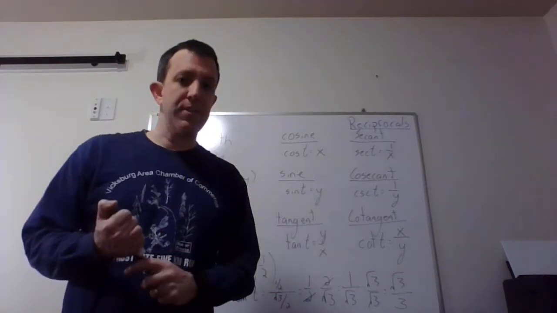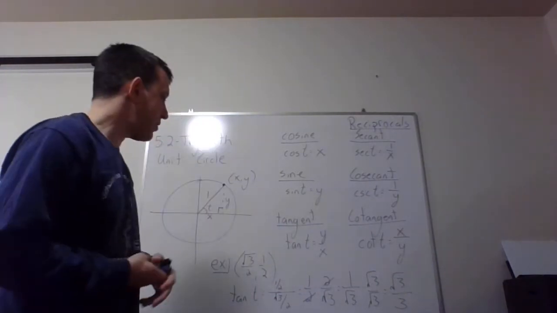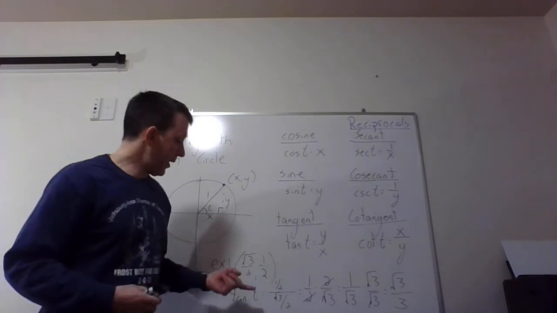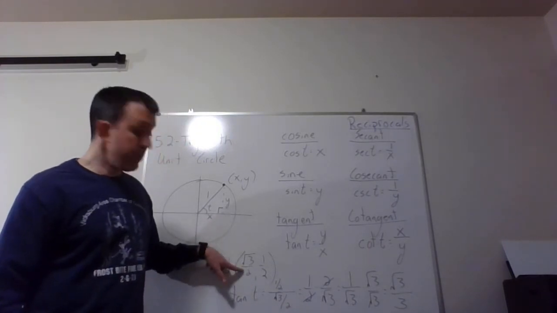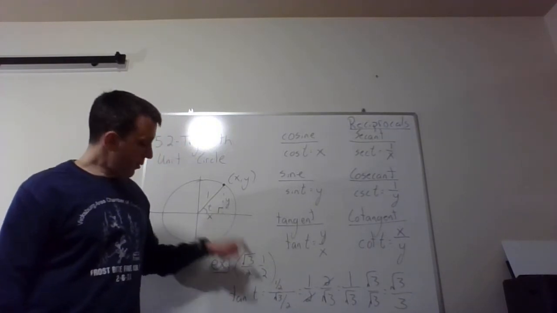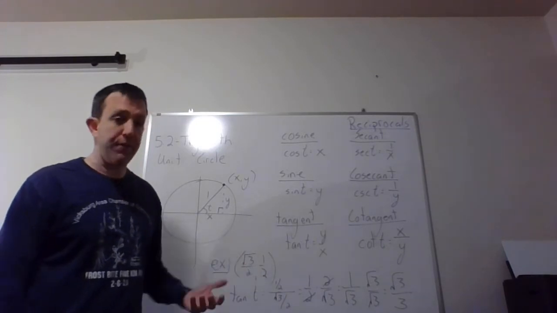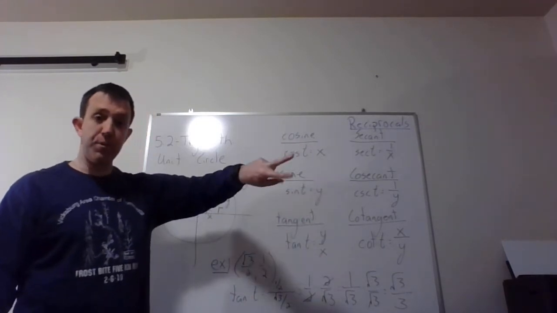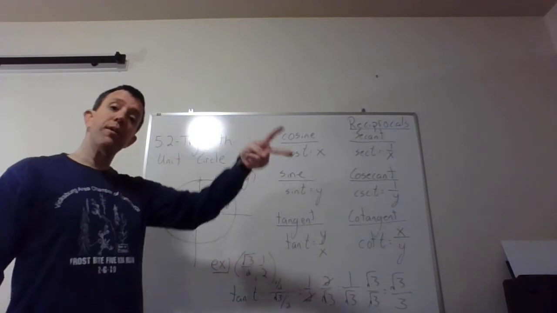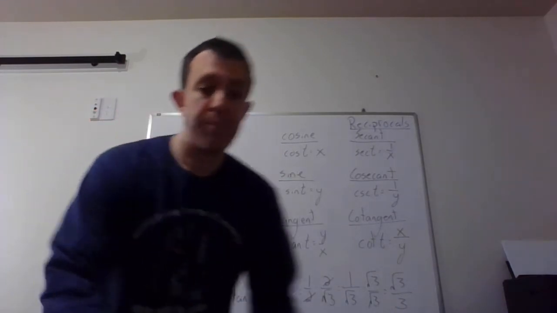So I did a tangent one because it's a little more tricky. I mean, honestly, if we wanted the cosine of this angle, it would just be that square root of 3 over 2. If we wanted the sine, it would just be a half. And then obviously we have all of our reciprocals where you just take all those things and you flip them over. All right.